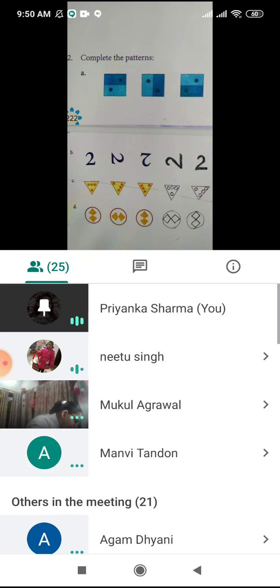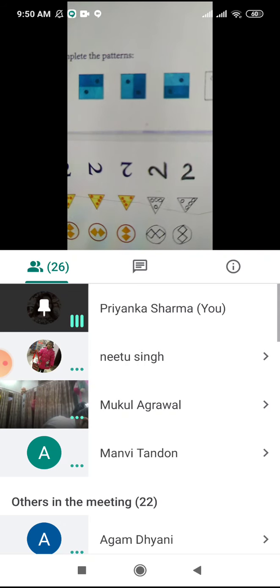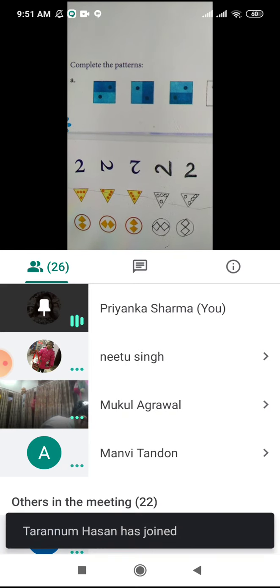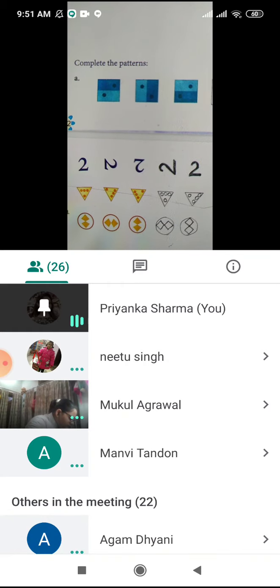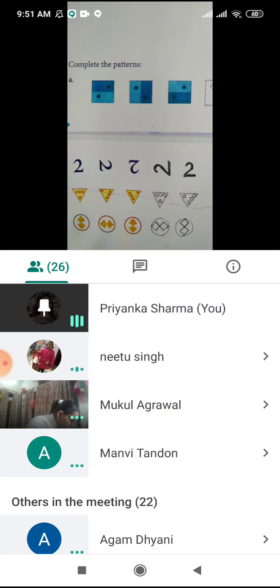First, the dot is at the bottom. Then in the second image, the dot is at the left hand side top corner. Then the dot is on the right hand side top corner. That means here also the rotation is 90 degrees. Which rotation is going on? One fourth rotation. That is 90 degrees rotation.